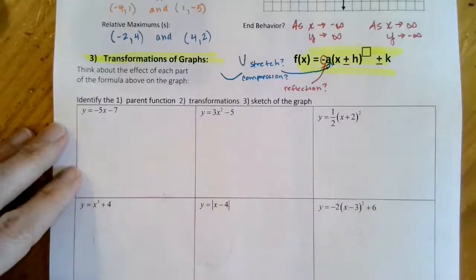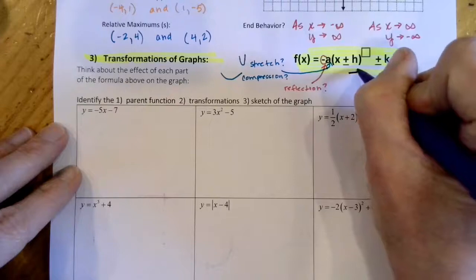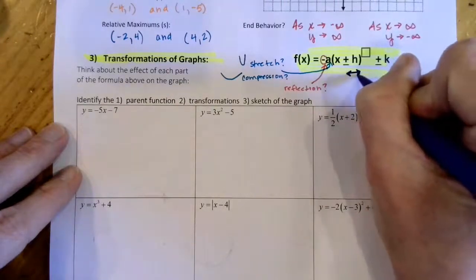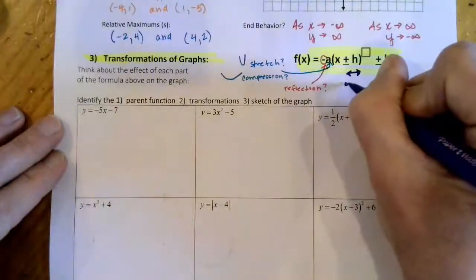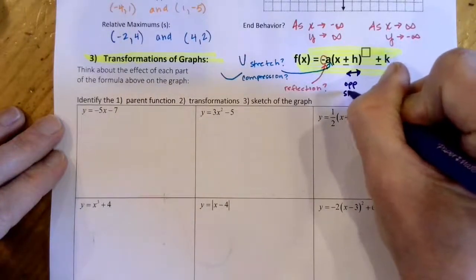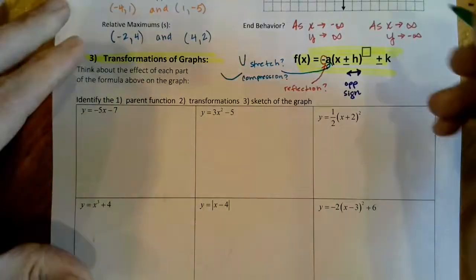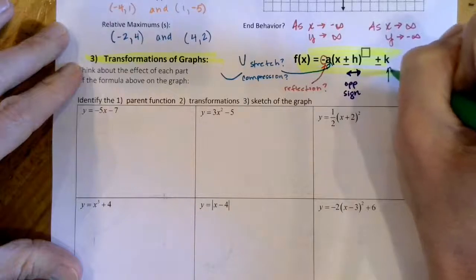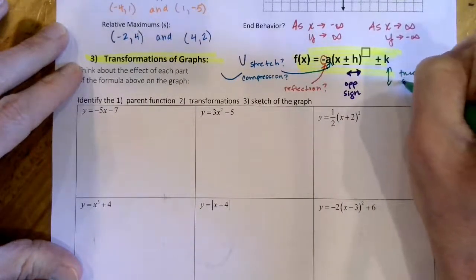Okay, so then we have our H and K values. This H value is what tells me, am I moving left or right? And remember, it's going to be the opposite sign. It's a naturally negative conversation. Our K values are going to move us up and down, and that is going to be true to sign.